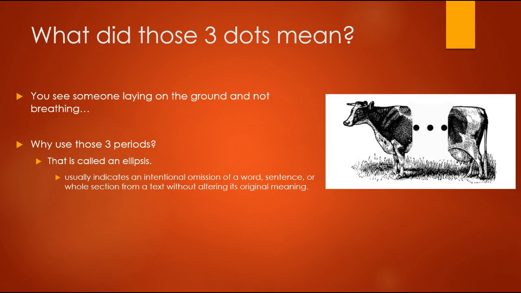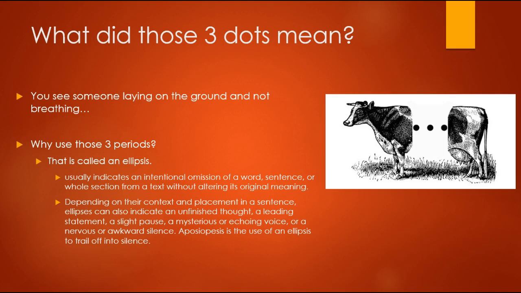However, there's another form of this dot, dot, dot or ellipsis. Depending on their context and placement in a sentence, the ellipsis can also indicate an unfinished thought, a leading statement, a slight pause, or a mysterious or echoing voice, or a nervous or awkward silence. When we take a look at that, that is called a different word. The aposiopesis is the use of an ellipsis to trail off into silence.